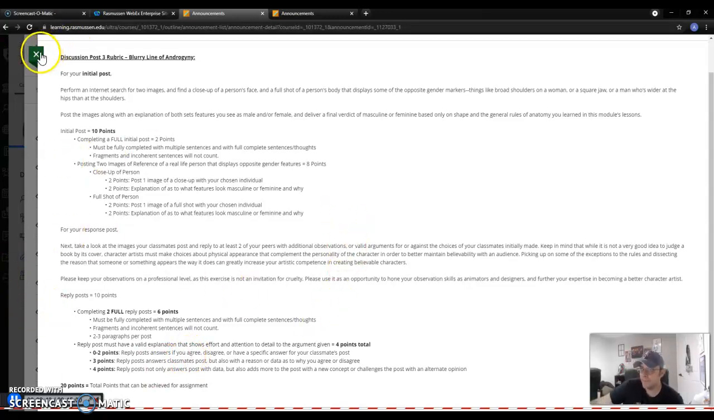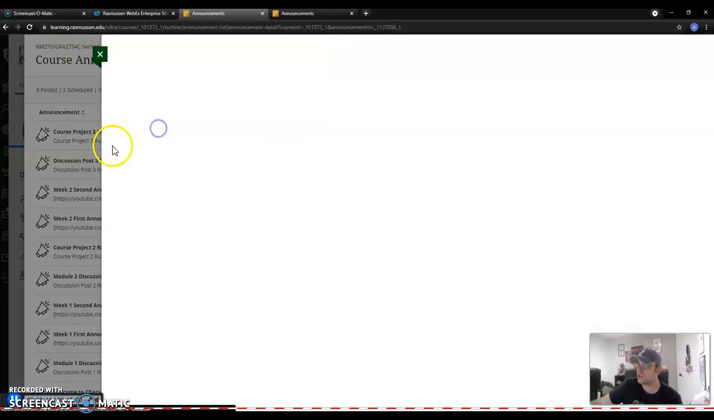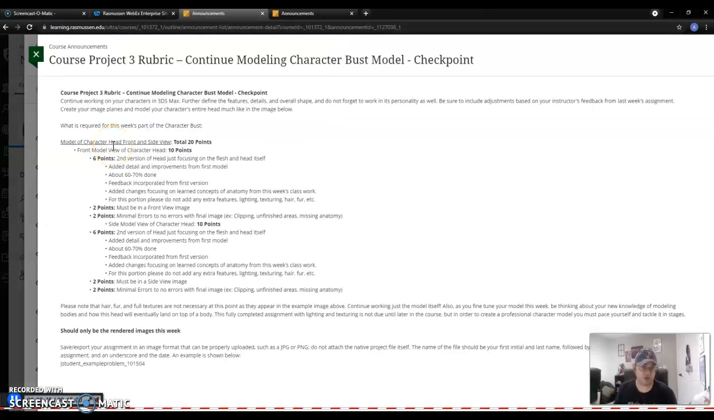That's really the thing. And then finally, for your course project, you're going to keep continuing to model that character bust. I'm looking for about 60-70% done. Again, I'm looking for only rendered images this project. I'm not looking for your project file yet. So give me the rendered images. I would like to see a full version of the head from the front view and one from the side. That would be great, and that way I can match it up in a lineup specifically and give you possible feedback. I'm looking for about 60 to 70% done.